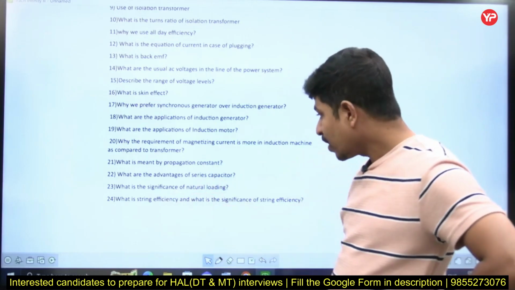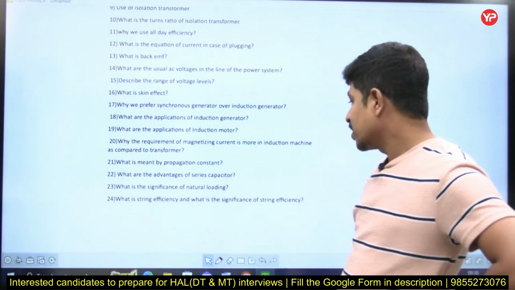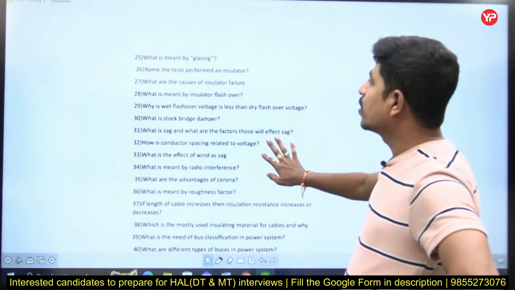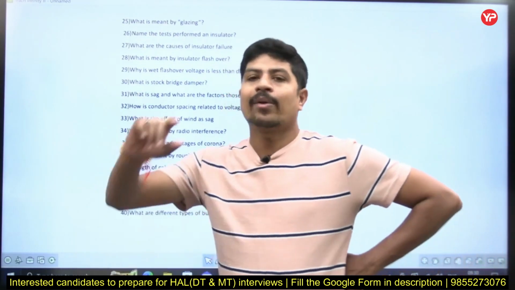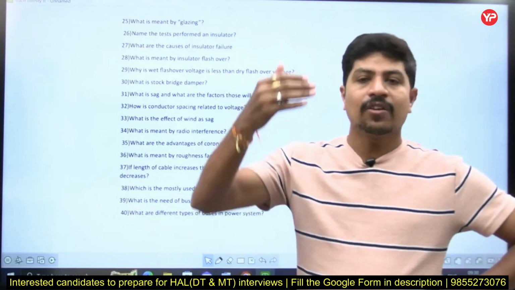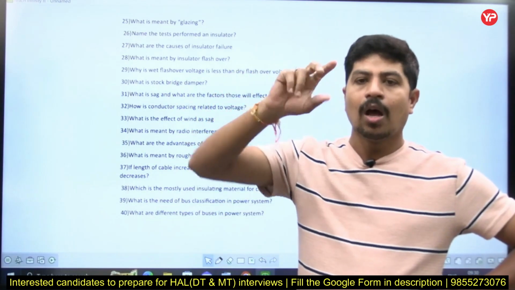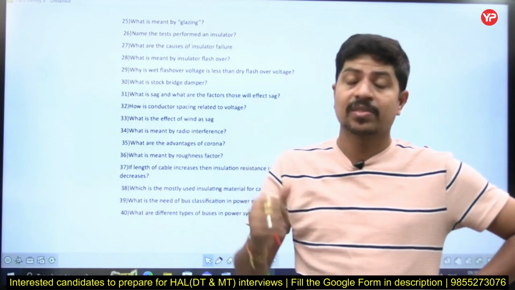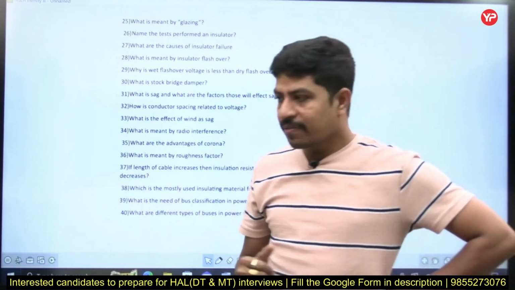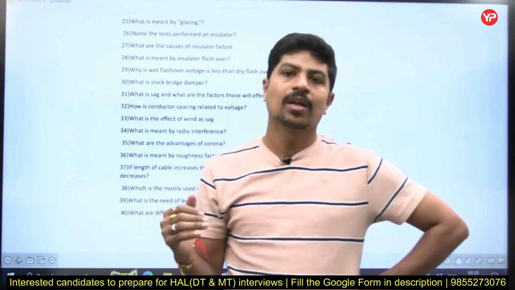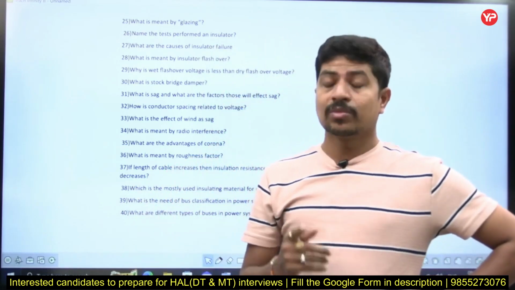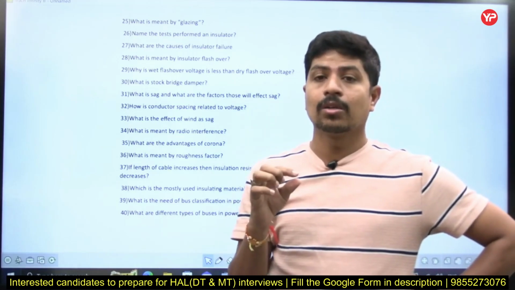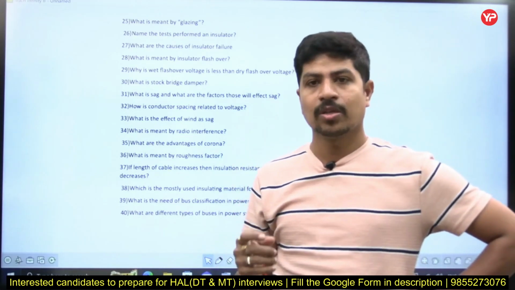Next, what is string efficiency and what is the significance of string efficiency? String efficiency is the one which describes, if you have a string of insulators, how the voltage is distributed across each disc of the insulator. String efficiency must be near to 100%, otherwise there is a possibility of the disc which is near to the power conductor to flash over or to get damaged.